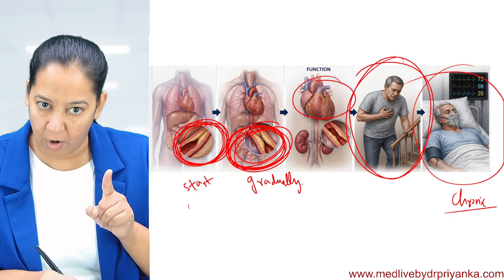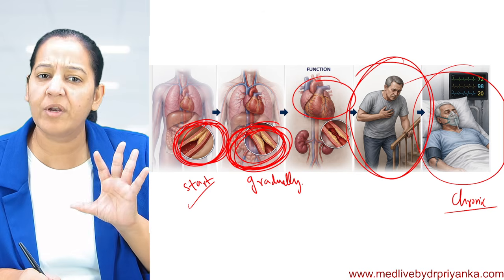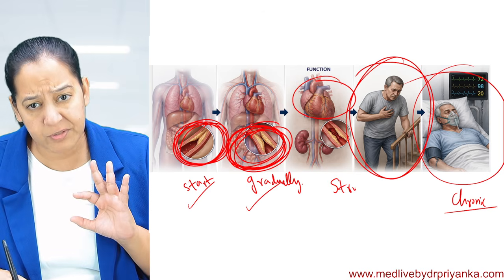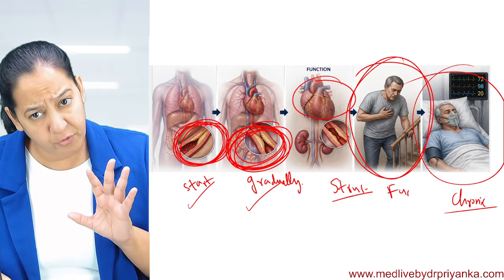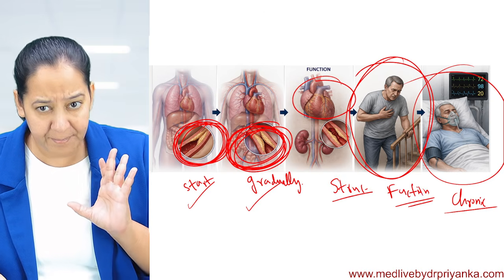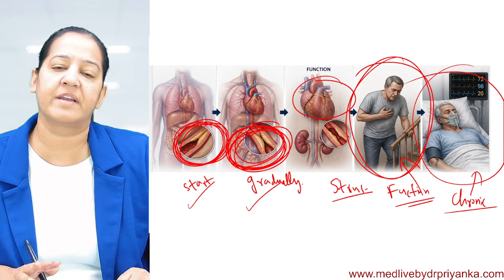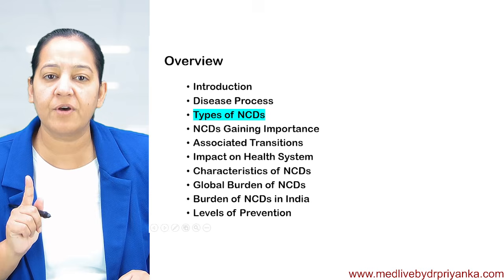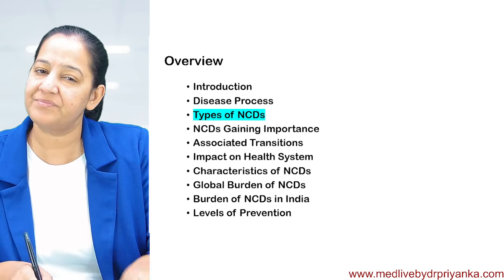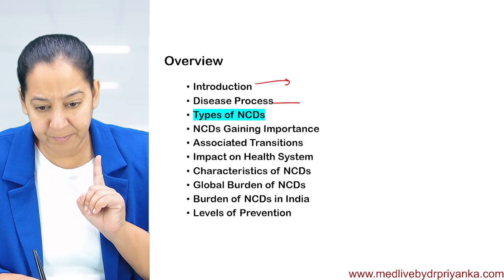So they start without knowledge. They gradually, slowly progress over time. Then they do structural changes in the organ. Then they do functional changes in the organ. Then the person becomes aware that I'm having some chronic disease. And ultimately it leads to chronic disease throughout the life. So this is the course of the NCDs. I hope you are getting it. So introduction is done. Disease process is done.